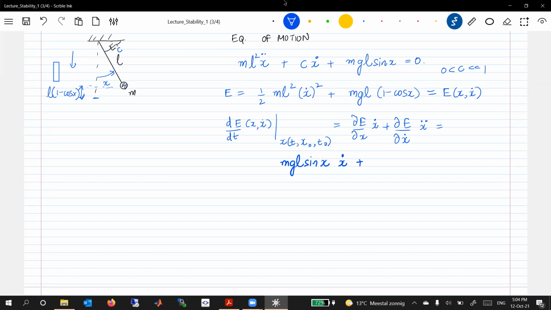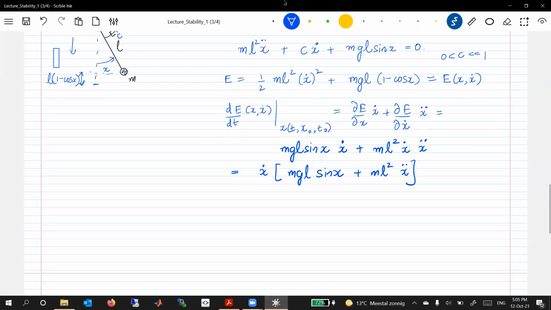And then the derivative with respect to x dot, which is 2 times x dot here, so the half cancels. We have mL squared times x dot times x double dot, right? And in this expression now, I can take x dot common outside, and what I'm left with is mgL sine x plus mL squared x double dot, right?